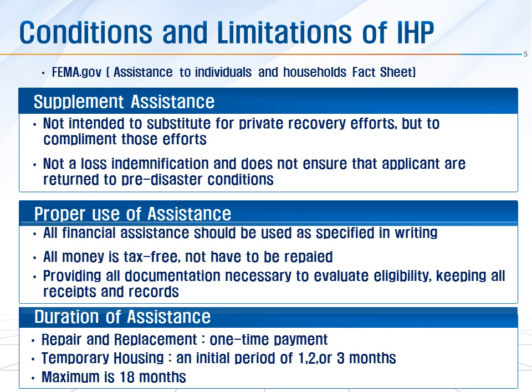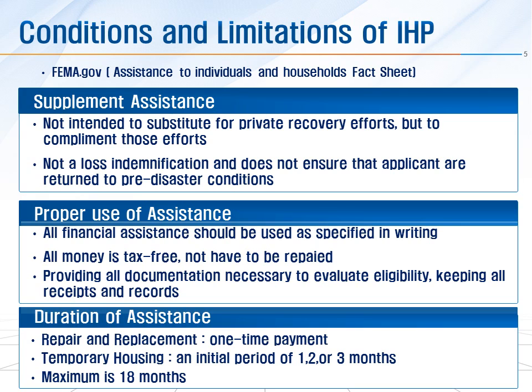All money provided by FEMA is tax-free, and applicants are responsible for providing all documentation necessary for FEMA to evaluate eligibility and should keep all receipts and records for any housing expenses incurred as a result of the disaster. This includes receipts for repair supplies, labor, and rent payments. Lastly, duration of assistance.